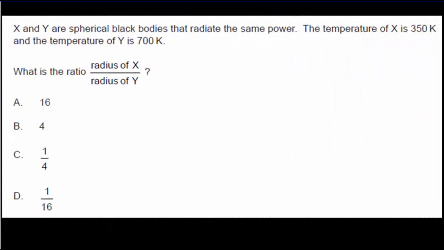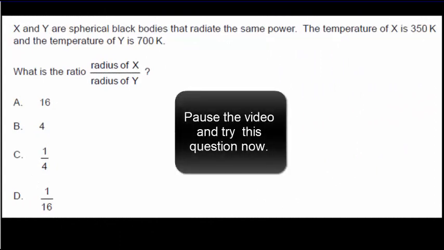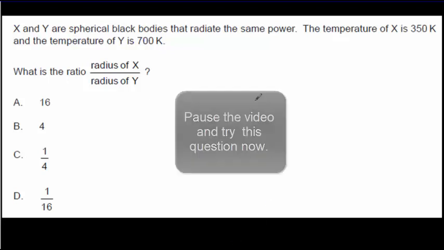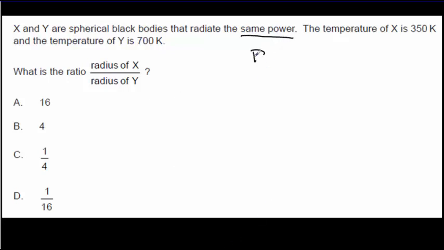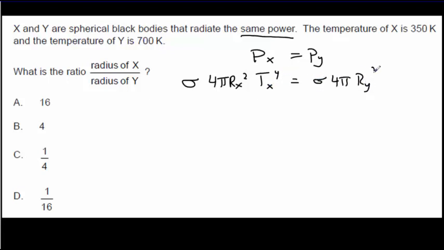Okay, a few IB multiple choice questions here. Pause the video, try the question, come back for the answer. So we've got the same power, so the power of x must equal the power of y. Power is given by Stefan Boltzmann Law, so sigma times the surface area, and this is a sphere, so that would be 4 pi rx squared, times the temperature of x to the 4th power must be equal to sigma 4 pi ry squared times the temperature of y to the 4th power.